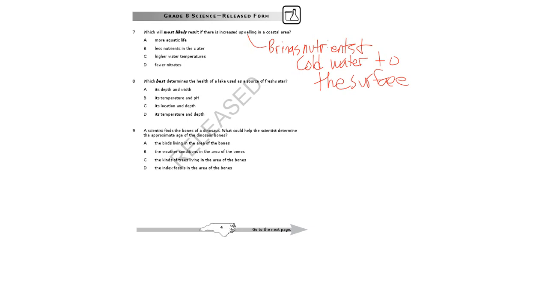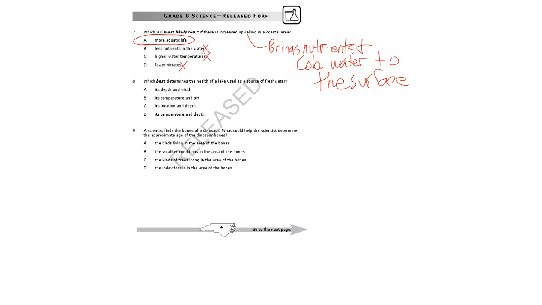So which one of those might be the answer? Okay. It brings nutrients, so it can't be less nutrients. It brings cold water, so it can't be higher temperatures. Nitrates are a nutrient, so it can't be fewer nitrates. So it has to be more aquatic life.